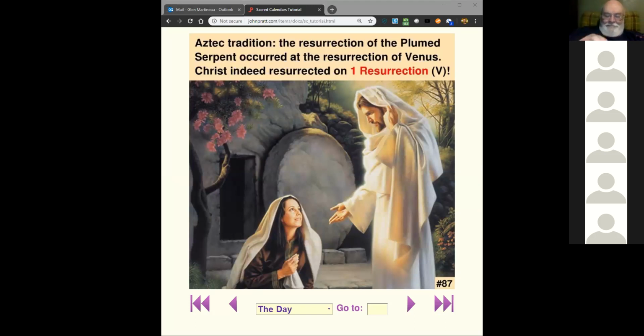Why do the Aztecs consider Christ as a plumed, yeah, it's not flowered serpent, it's a feathered serpent. Why a serpent and why plumed? Okay, that one I can respond to.